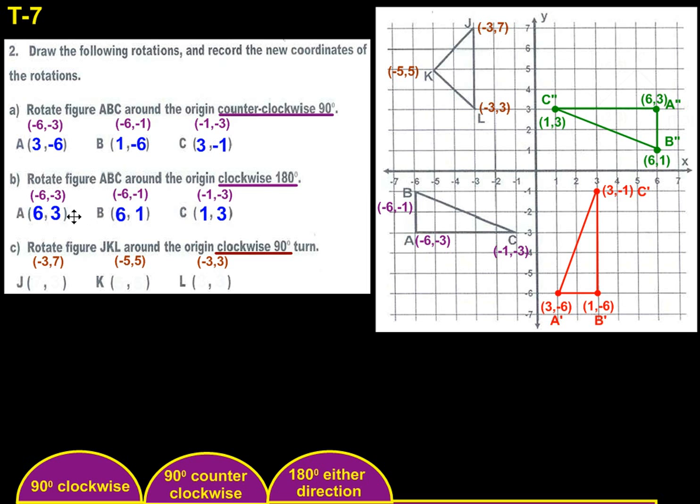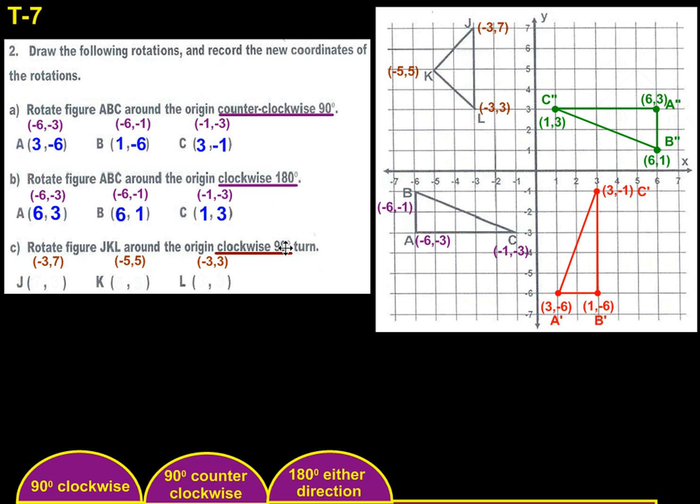Okay, the last rotation we're going to do is not involving ABC anymore. It is involving JKL, this shape right here. Now I went ahead, as I did with ABC, and I put the coordinates for the shape as it's given on the sheet. So L is negative 3, 3. J is negative 3, 7. K is negative 5, 5. And I moved them over to here just so we can compare them to the way we're going to change.